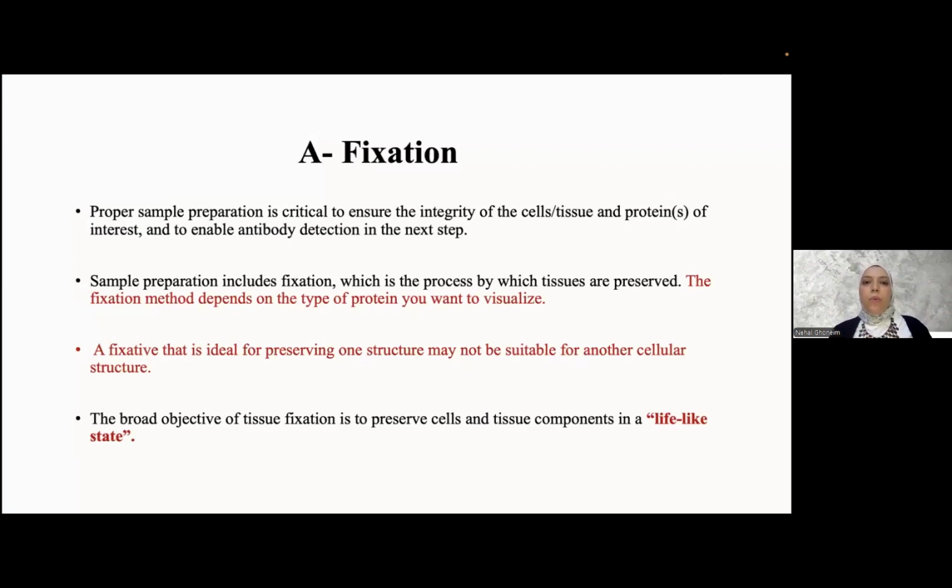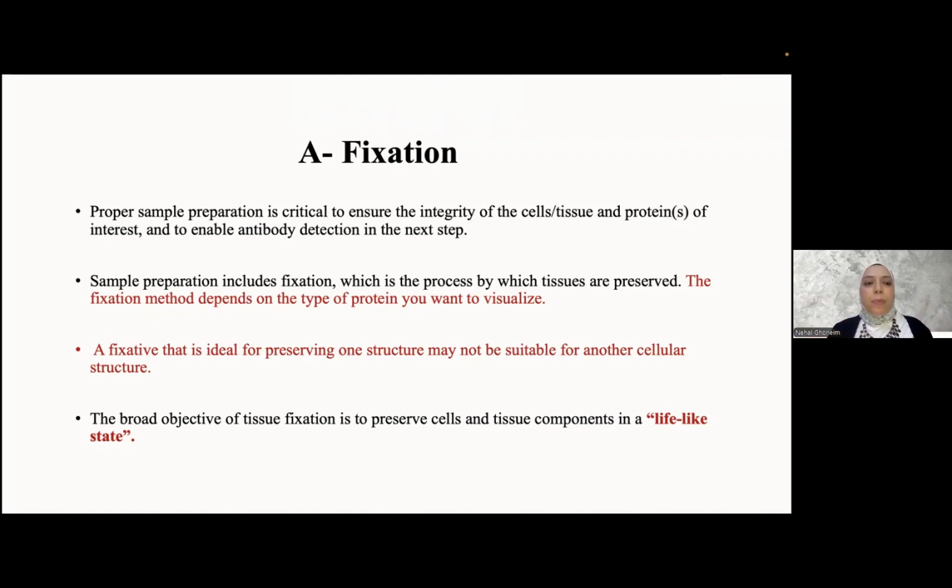The fixation, why will we fix the cells? So we have the cells on the cover slips and they're attached and ready for protein detection and immunostaining. If you didn't put any fixative on the cells, the cells usually will go through autolysis. So to preserve our cells and to ensure the integrity of the cells, tissue and the proteins of interest, to enable the antibody detection in the next step, we have to do proper fixation of the cells.